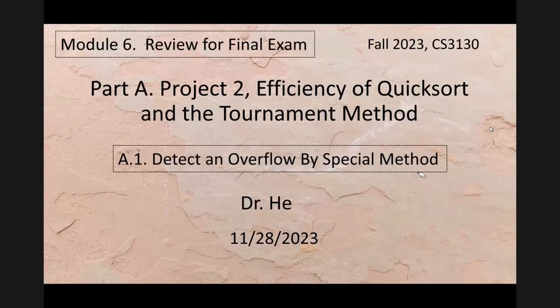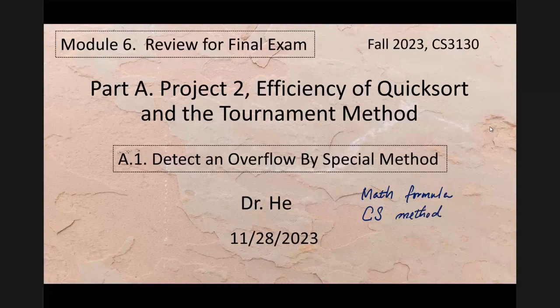Method number 1, we use a math formula. So it is the math way. Okay? The method 1, math formula. So method 2, you should not use any kind of math formula again. So the method 2, you need to use the typical CS method. The programming way.